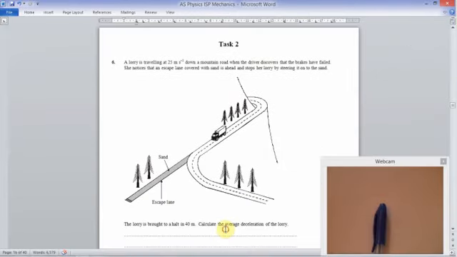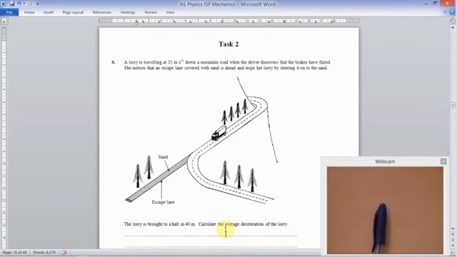Task 2. Okay, so we've got a lorry that's accelerating at 25 meters per second down a mountain road. When the driver discovers the brakes have failed, she notices an escape lane covered with sand is ahead and stops the lorry by steering into the sand. The lorry is brought to a halt in 40 meters. Calculate the average deceleration of the lorry.